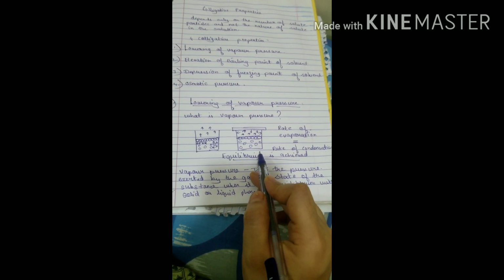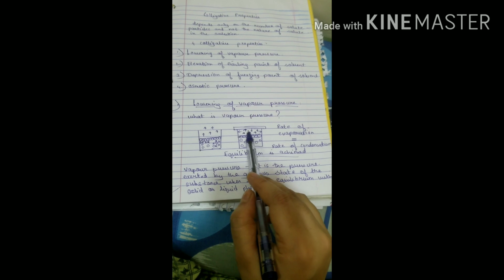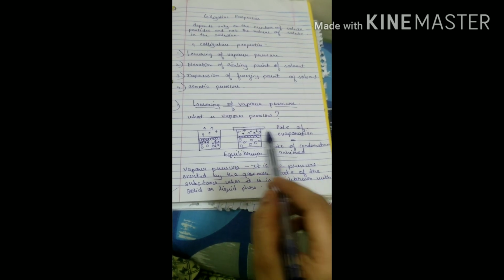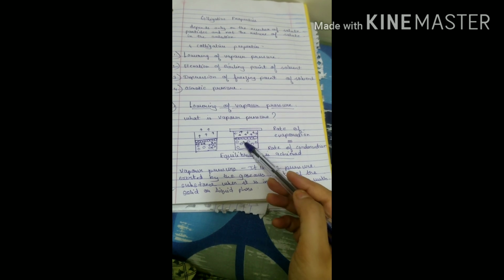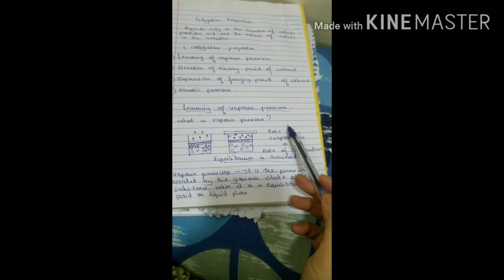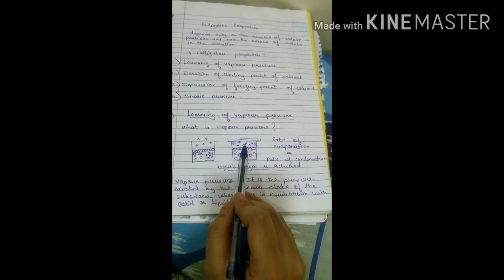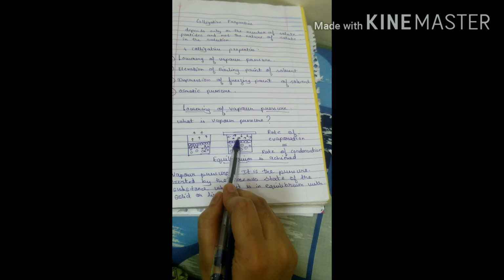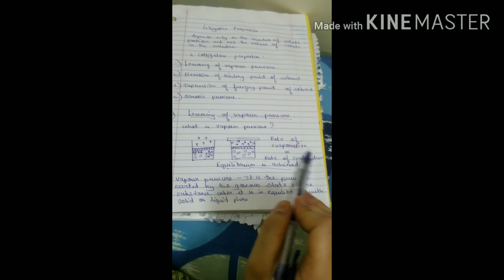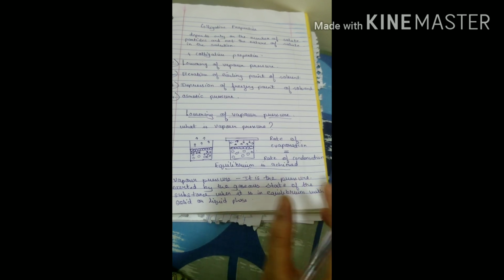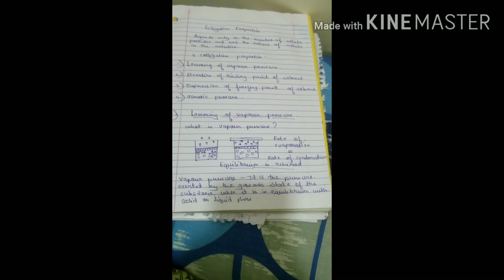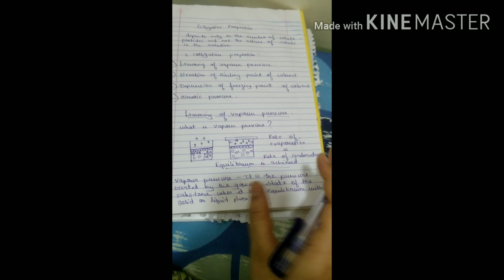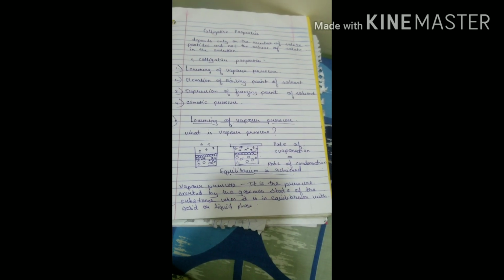Now here I gave you the example of liquid phase, right? So the pressure which is exerted by the gaseous state when it is in equilibrium with that of the liquid state. And when is that possible? Only when your rate of evaporation becomes equal to rate of condensation. Okay, so it is the pressure exerted by gaseous state of a substance when it is in equilibrium with the solid or liquid phase. Okay, I hope you are clear with what is vapor pressure.